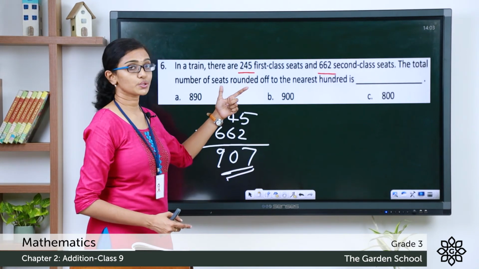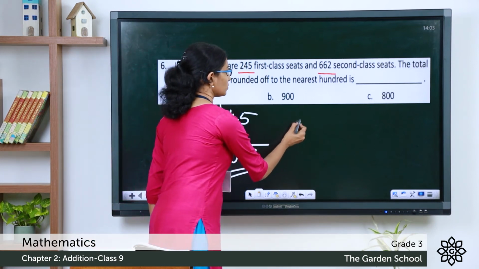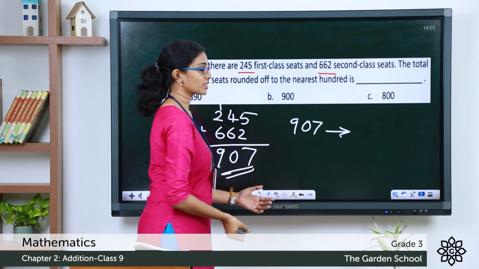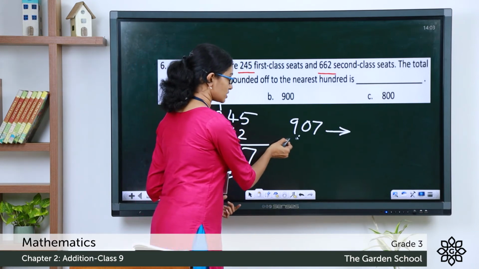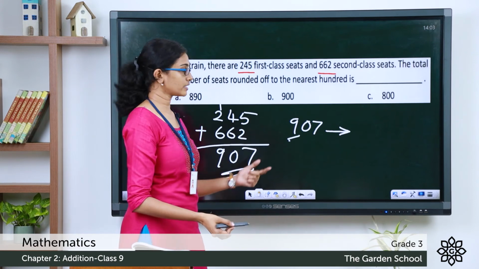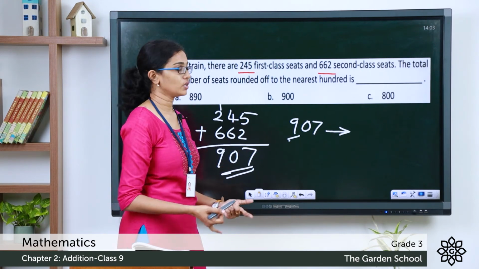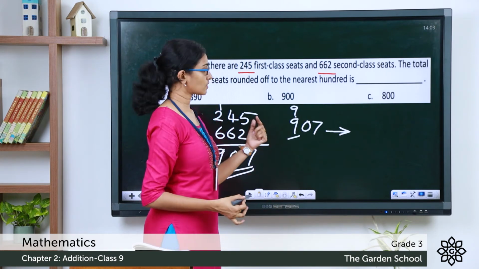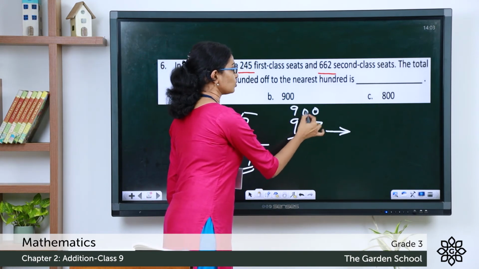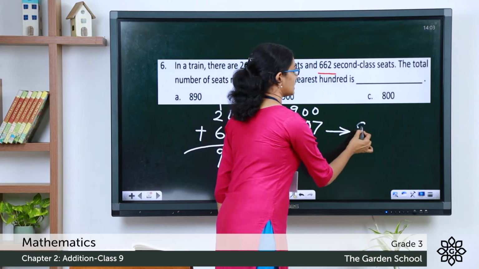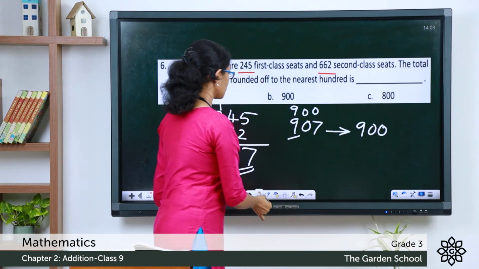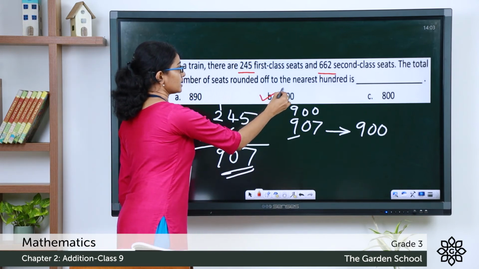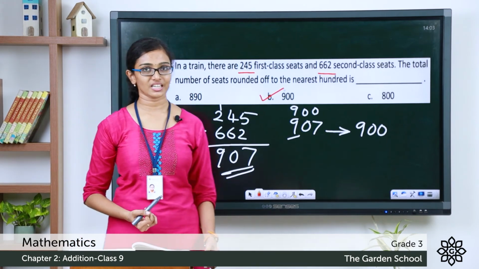You have to round it off to the nearest 100. So, let's round off 907 to the nearest 100. Here the rounding digit is the hundreds digit, which is 9. The digit to the right of it is 0, which is less than 5. So, let's keep the rounding digit as it is and change the digits to the right of it to zeros. So, that would give you 900. So, what is the correct option here? It is option B, 900. I hope this is clear to you.